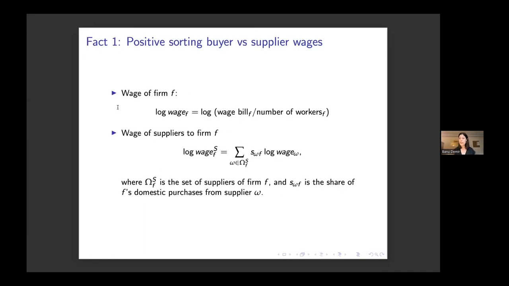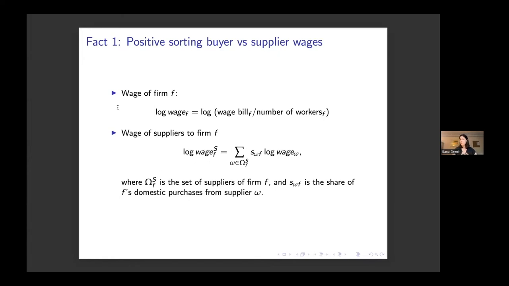The first one, as I said, the first necessary condition is positive sorting on wages in the production network. How do we show that? First, we need a measure of skill intensity, and at baseline, we are just using average firm-level wages. What is an average firm-level wage? Just divide the total wage bill of the firm by the number of workers the firm has.